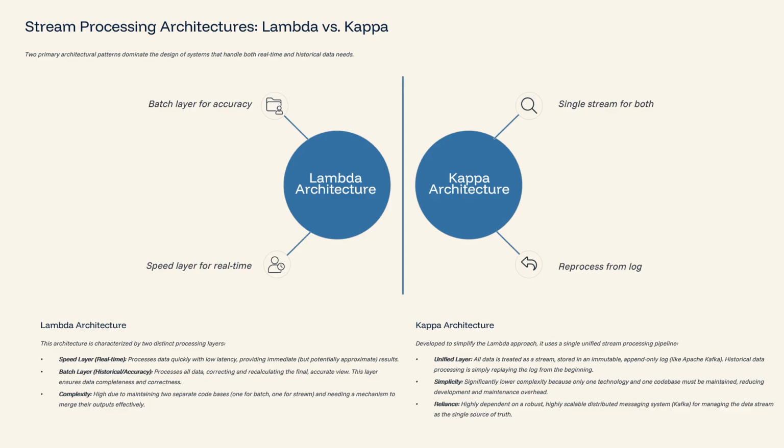Complexity. The complexity is high due to maintaining two separate code bases, one for batch and the other one for stream, and needing a mechanism to merge their outputs effectively.